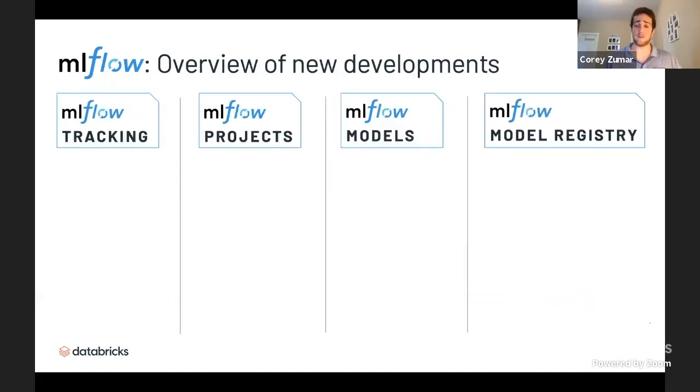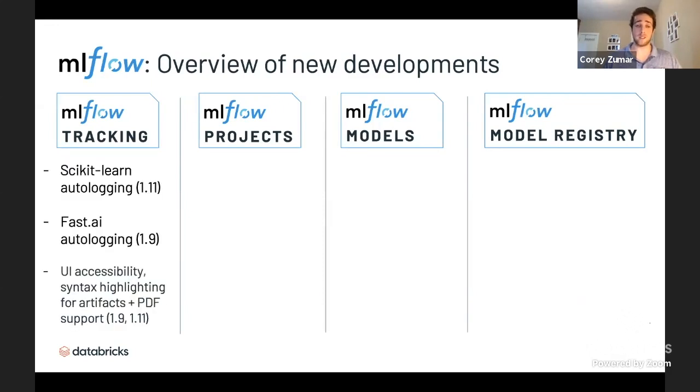So now that I've provided that brief recap, I'd like to take a look at some of the latest developments in the MLflow platform. In MLflow Tracking, we've recently introduced support for scikit-learn autologging, as well as fast AI autologging. These dramatically simplify the process of instrumenting your machine learning code in MLflow Tracking. From a UI standpoint, we've made some significant UI accessibility enhancements, as well as artifact viewer improvements, including rich syntax highlighting and support for PDF rendering.